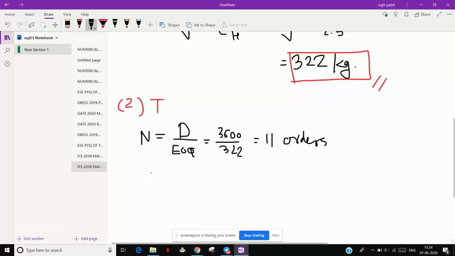So what is the time between these two orders? The total time is 1 year, that means 12 months upon 11 orders. So our time is 1.1 month. When you divide 12 by 11, you will find 1.1 month.